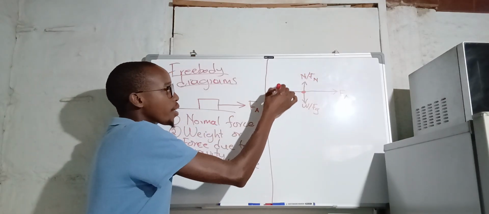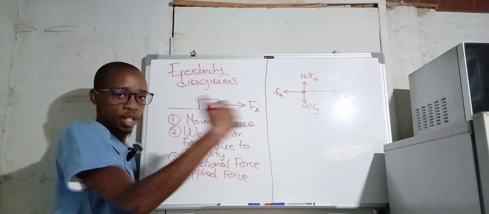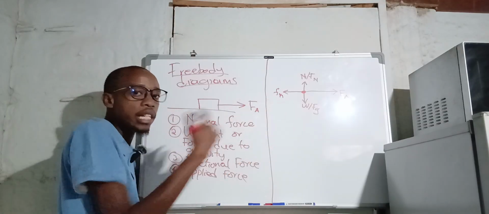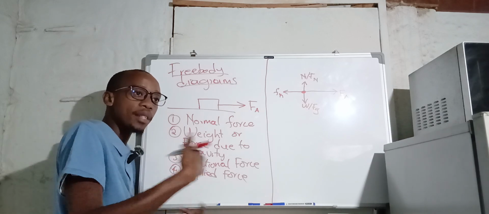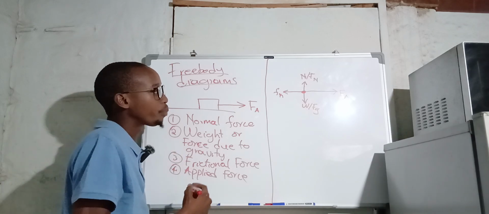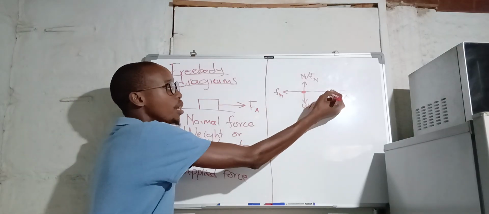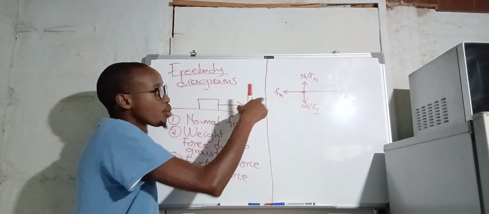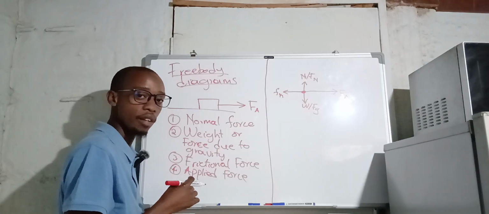And then here we have the Fk, which is Fk to show that the object is moving, which is the kinetic frictional force, from the word kinetic, meaning something that is in motion. Cool. Now, I said prior, I'm going to show you why this particular force, which is the force applied, has to be greater than this particular one, which is the kinetic frictional force.